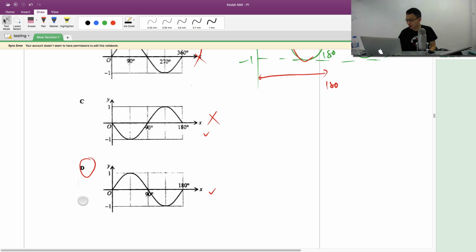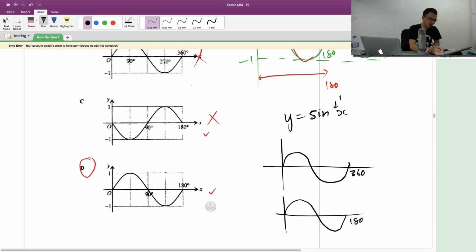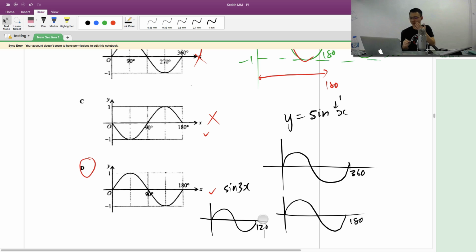So why can't we take 360? Okay, if y equals sine x, I mean 1x, then the sine graph is from 0 to 360. But if sine 2x, the graph is from 0 to 180. If sine 3x, the graph is from 0 to 120 only. So there's a difference between the x here. In Form 5 we call it period. So how do I know how many degrees for one cycle if there is sine nx?